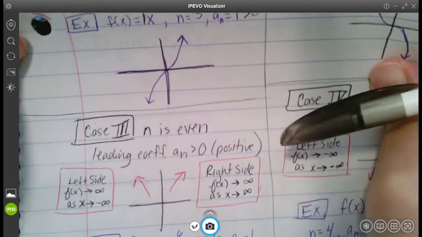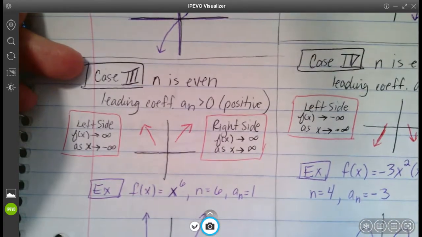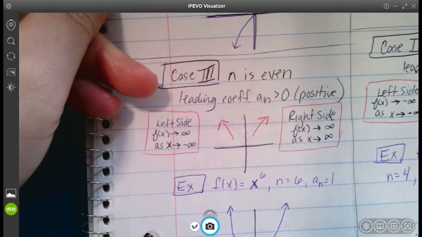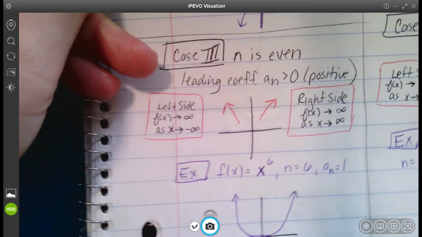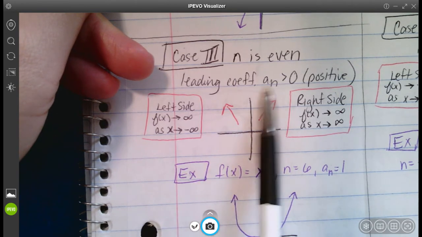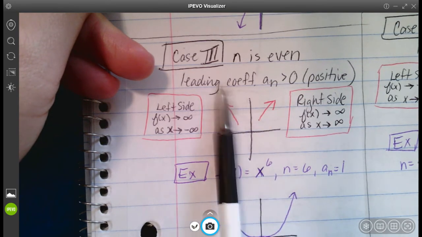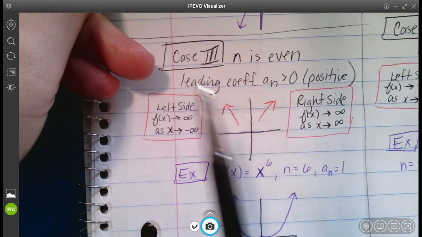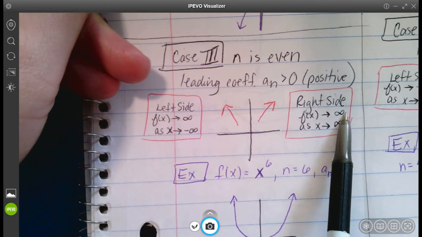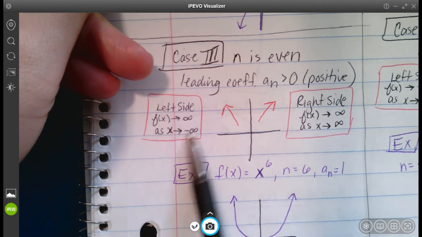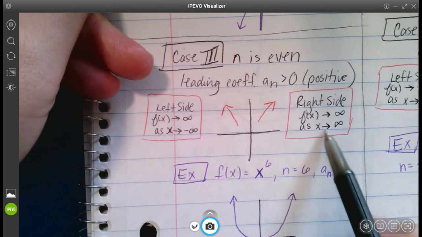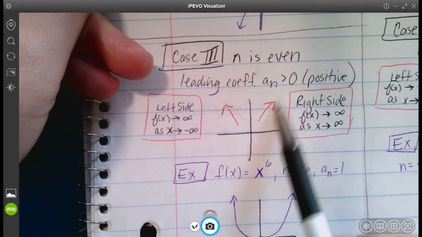Third case, case number 3. So those two cases covered the odd. These are going to cover the evens. So what happens when our n is even? The cool thing about even is the arrows go the same way. If the leading coefficient is positive, both of them go up. So both f of x's are going to positive infinity as x approaches either side. The left side, going to the negative x's, is still going up. As it's going to positive x to infinity, it is still going up.